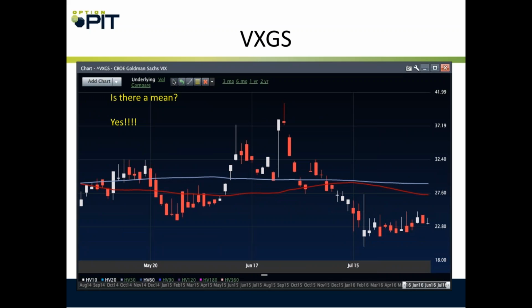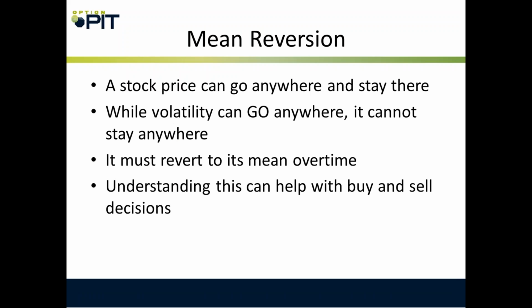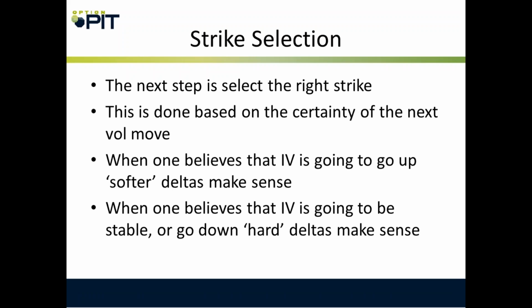So take a look at that. I mean, that is smooth as a pancake. Mean reversion. So that's the key. Stock can go anywhere and stay there. Volatility can go somewhere, but it doesn't stay. So that'll help us with our buy-sell decisions. So now when it's cheap, we buy. When it's expensive, we sell.